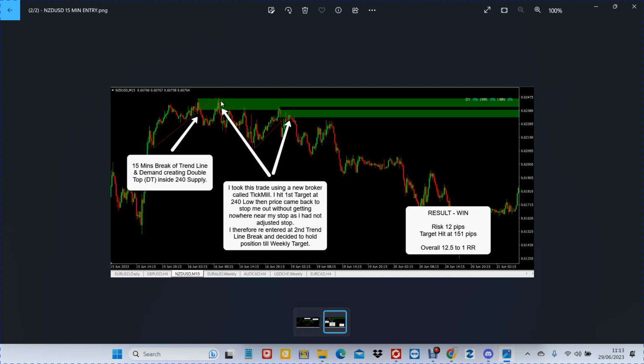I entered, and I actually had a target down here, about 3 or 4 to 1. Put my stop to, no, I didn't even move my stop. I tell a lie. What happened? Price came back, believe it or not, and actually stopped me out, even though my stop was above here. And I'm testing out this broker called Tickmill. Do not recommend it. Simple as that.